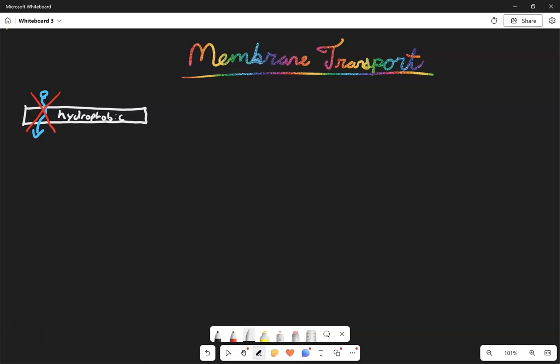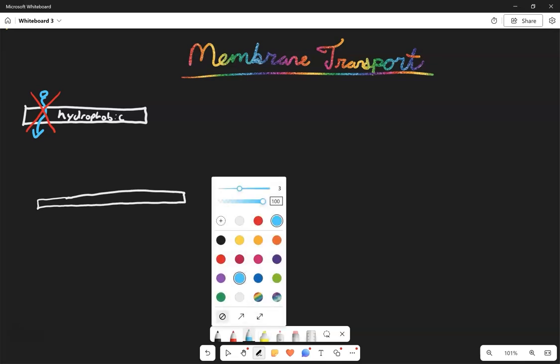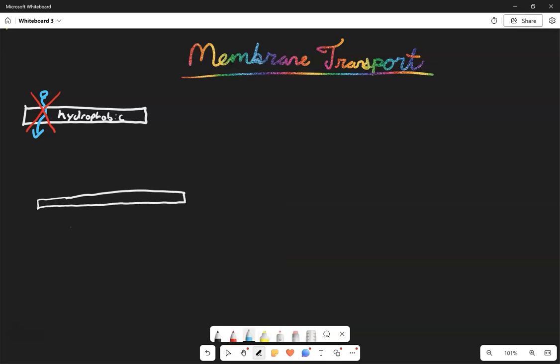Glucose, for example, can't just move through the membrane. Sodium, as an ion, can't just move through the membrane. They need help in order to do so. So they use what we call membrane transporters that move things across the membrane. And there are different types of transporters that we can talk about. So I'm just going to draw a very simplistic cell membrane here. And the first type of channel that we'll talk about will look something like this.